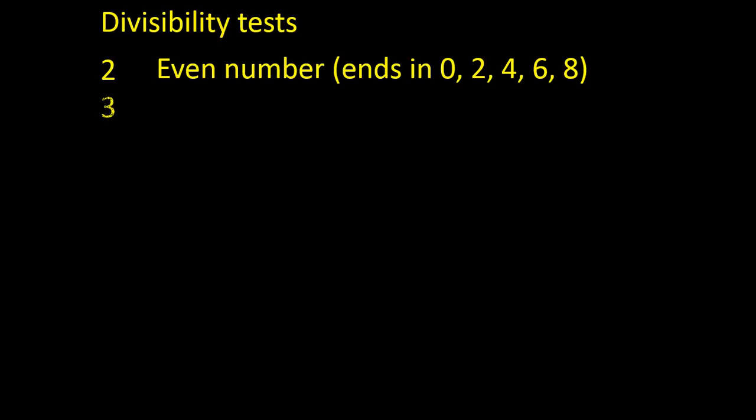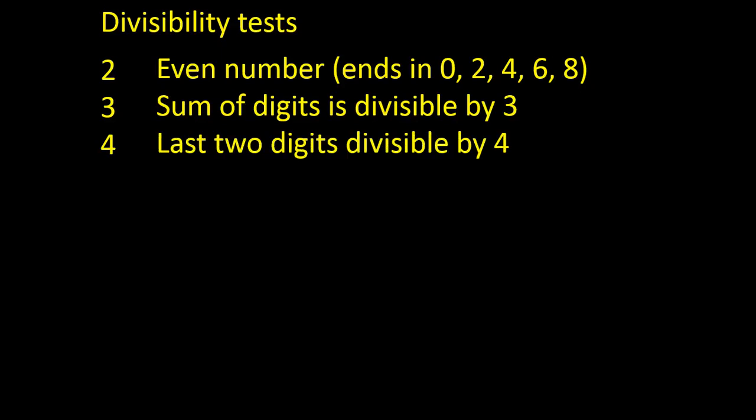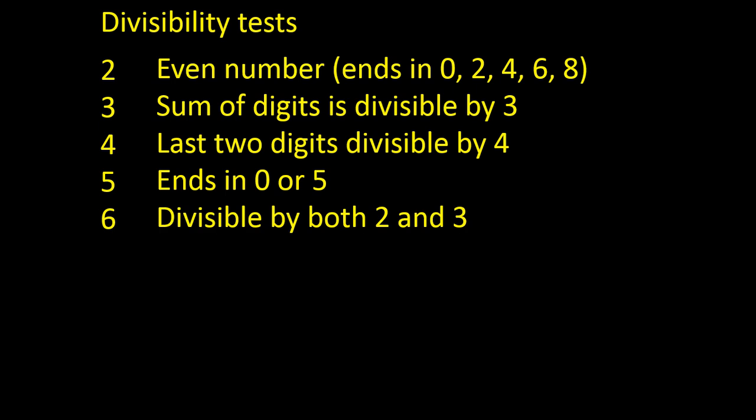A number is divisible by 3 if the sum of the digits in that number are divisible by 3. A number is divisible by 4 if the number formed by the last two digits is divisible by 4. A number is divisible by 5 if that number ends in either a 0 or a 5. A number is divisible by 6 if it is divisible by both 2 and 3.